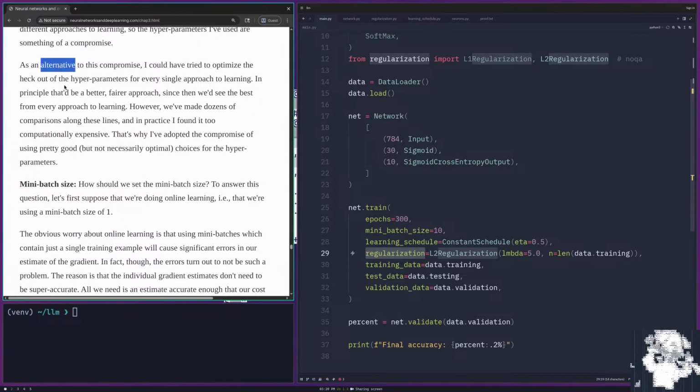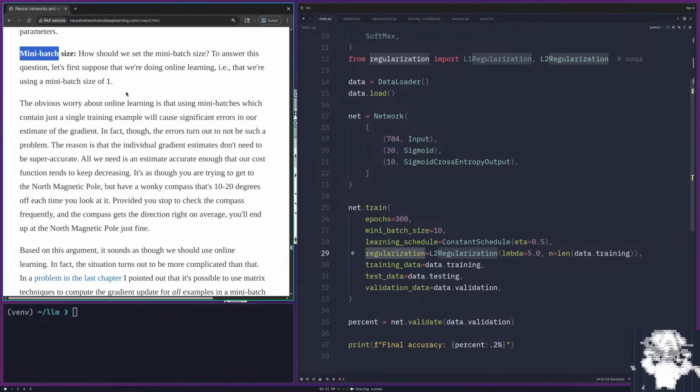As an alternative to this compromise, I could have tried to optimize the heck out of the hyperparameters for every single approach to learning. In principle, that'd be a better, fairer approach, since we'd then see the best from every approach to learning. However, we've made dozens of comparisons along these lines, and in practice have found it too computationally expensive. That's why I've adopted the compromise of using pretty good but not necessarily optimal choices for the hyperparameters.